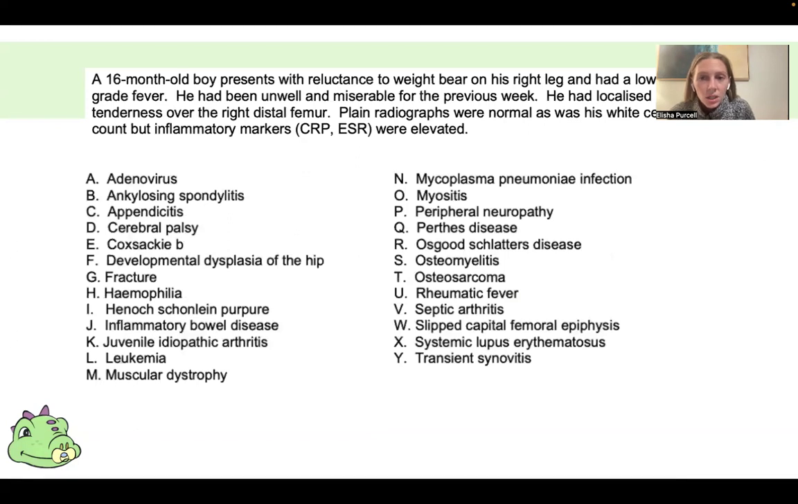Next question. A 16-month-old boy presents with reluctance to weight bear on his right leg and had a low-grade fever. He's been unwell and miserable for the previous week. He has localized tenderness over his right distal femur. Plain radiographs were normal, as was his white cell count, but inflammatory markers were elevated. What do you think is going on?